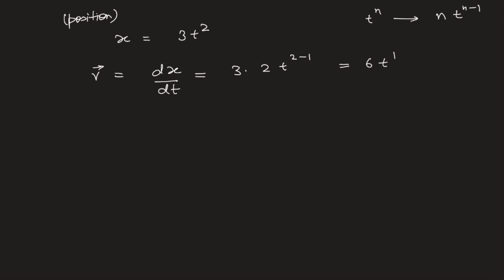Now let's say we want to find instantaneous velocity at t equals to 4 seconds. So the instantaneous velocity is equal to 6t to the power of 1, and we will substitute 4 seconds in this. So we are going to get 6 into 4, and that is equal to 24 meter per second. And that is a way to find the instantaneous velocity.